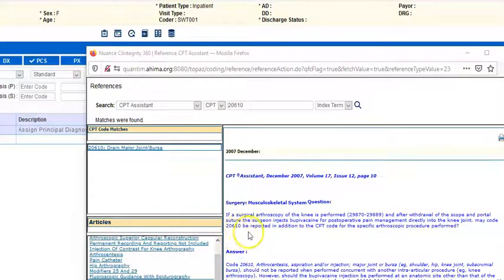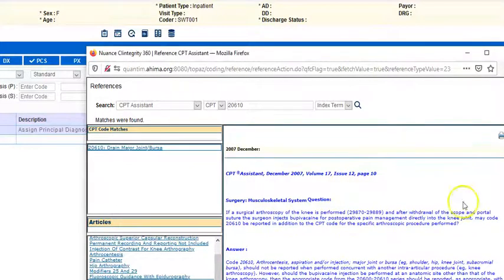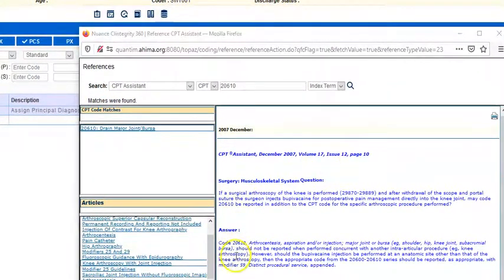May 20610 be reported in addition to the arthroscopy code? So the CPT Assistant says code 20610, arthrocentesis, aspiration and/or injection, major joint or bursa, should not be reported when performed concurrent with another intra-articular procedure like a knee arthroscopy, unless this is performed at a different anatomical site than the arthroscopy.